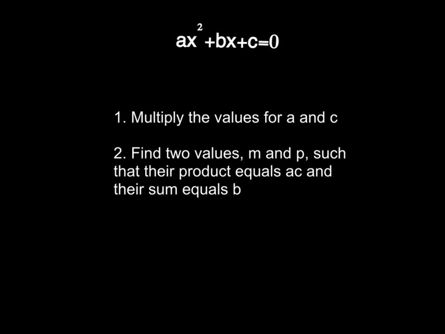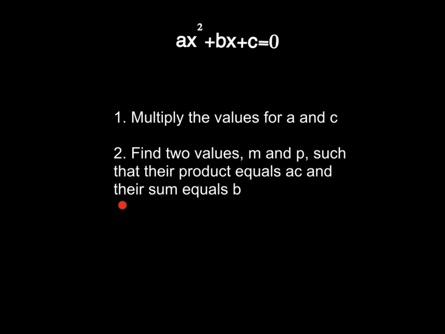The first thing we do is we multiply the values for a and c. So we multiply a times c. Beautiful. Easy peasy lemon squeezy. Then we've got number 2. We find 2 values, m and p, because we don't know them yet, such that their product equals a times c, and their sum equals b. Product goes with multiplication, sum goes with addition, correct?